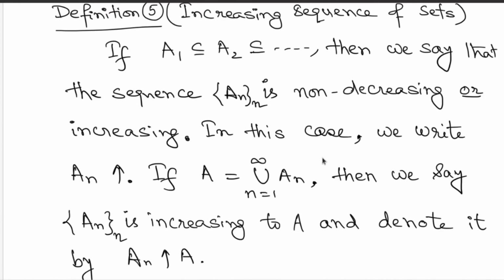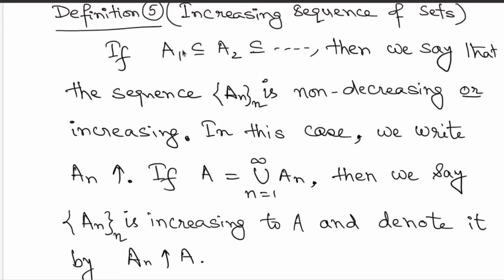So I say that I am given such a sequence of sets A1, A2, An. If it so happens that A1 is contained in A2, A2 is contained in A3, and so on, so An will be contained in An plus 1, then we will say that the sequence An is non-decreasing or increasing. In this case, if you look at the countable union of these sets, which I call capital A, let's say, then we shall say that An is increasing to A.